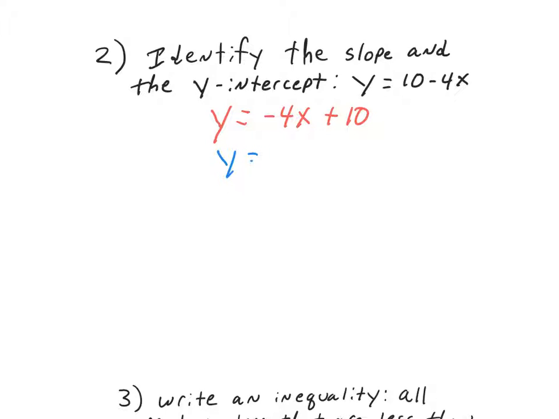It's y equals mx plus b, where m is the slope and b is the y-intercept. So this we can see pretty easily. The slope is negative 4, and the y-intercept is 10.